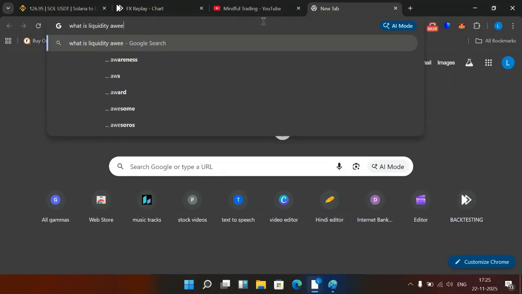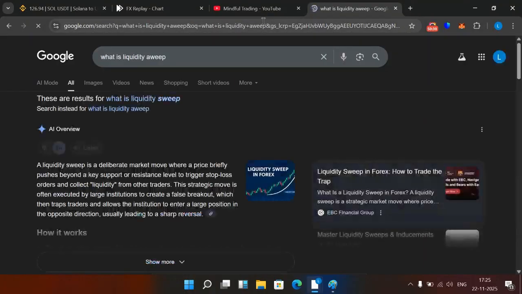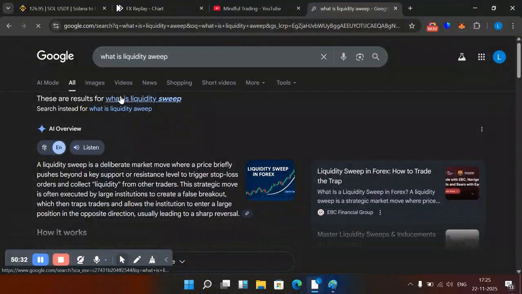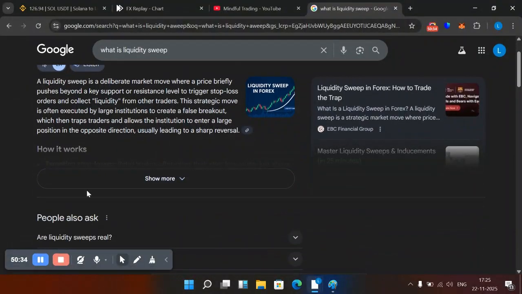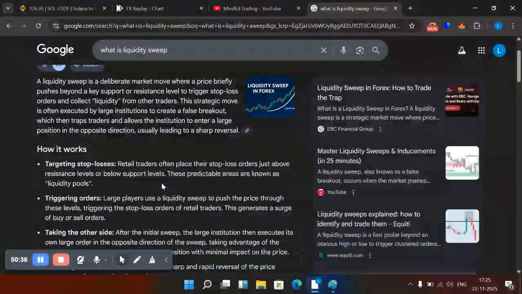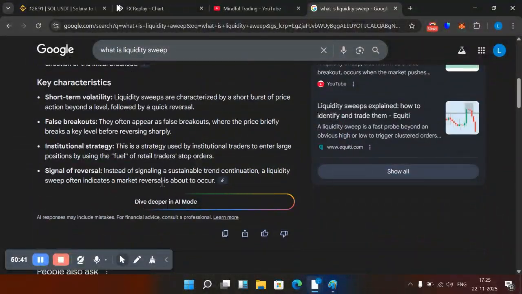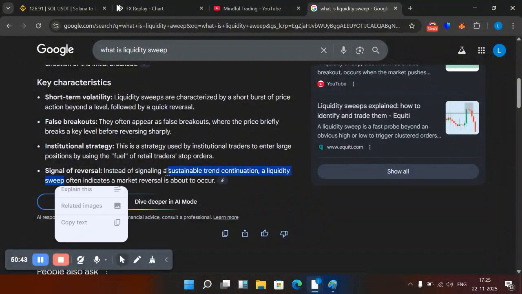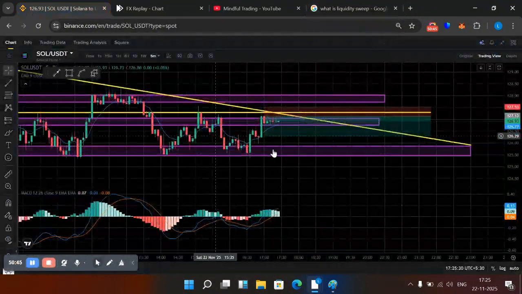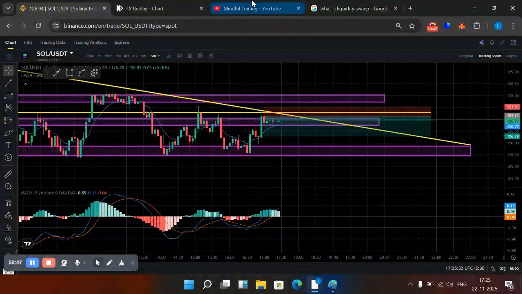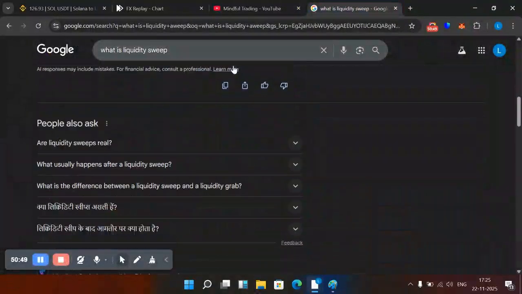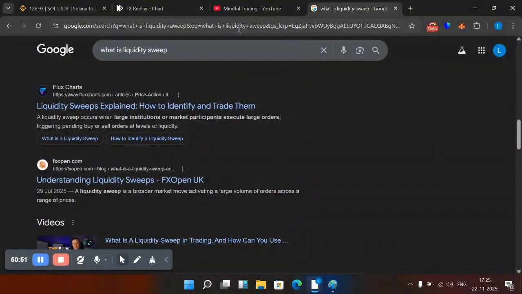Okay, let's look at that. Sweep. It is not a weep, it's sweep. It shows signs of reversal. It is also related to the same, but we are going to be discussing this with a lot of focus on it, and we are going to understand it.